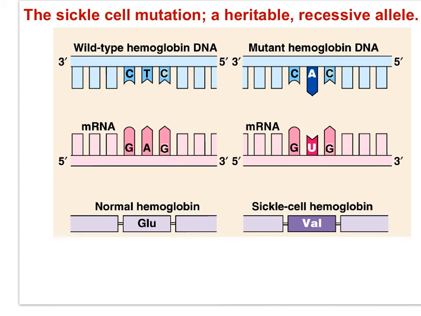The IB syllabus is referring to the sense strand. And if you're thinking very carefully, you can see that the sense strand of normal hemoglobin would be GAG, and the sense strand of the sickle cell would be GTG. Maybe the next slide will clarify this for you.